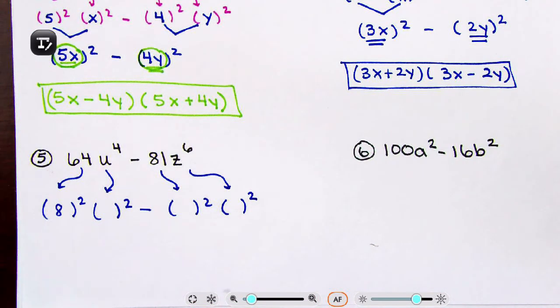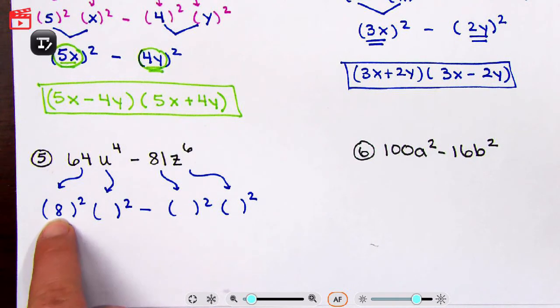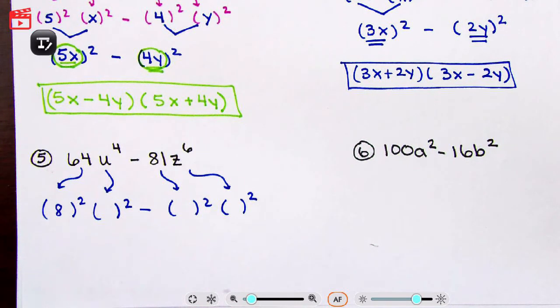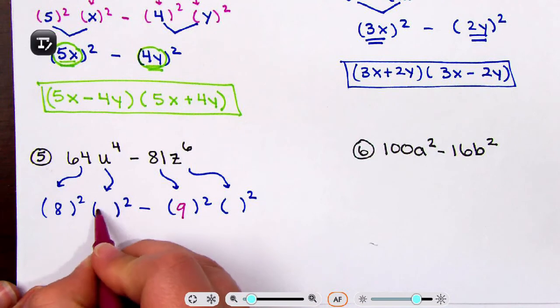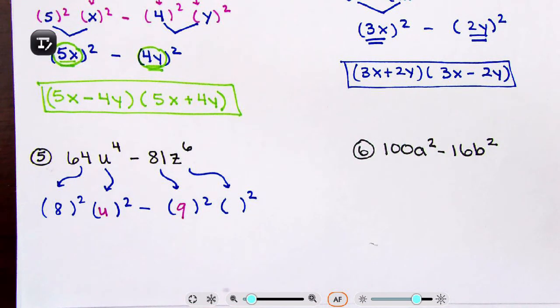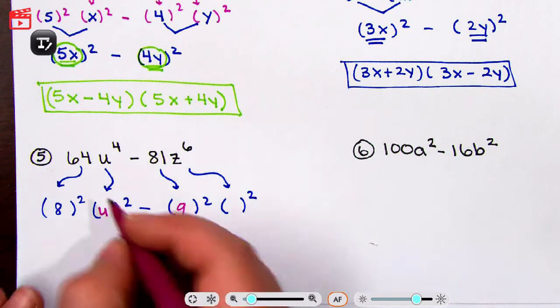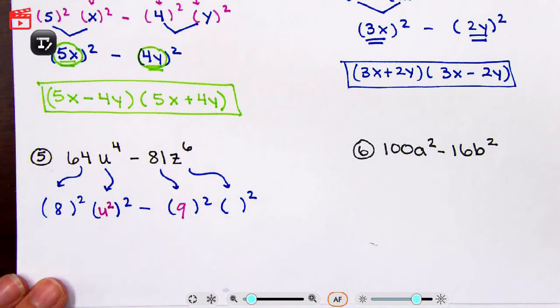When you're dealing with the difference of two squares, you have to have an exponent of 2. The inside of the parentheses is the value being squared. For example, 8 times 8 is 64, 9 times 9 is 81. We know it's going to be a u, but u to what power squared gives you u to the fourth? Well, u squared times u squared gives you u to the fourth power.